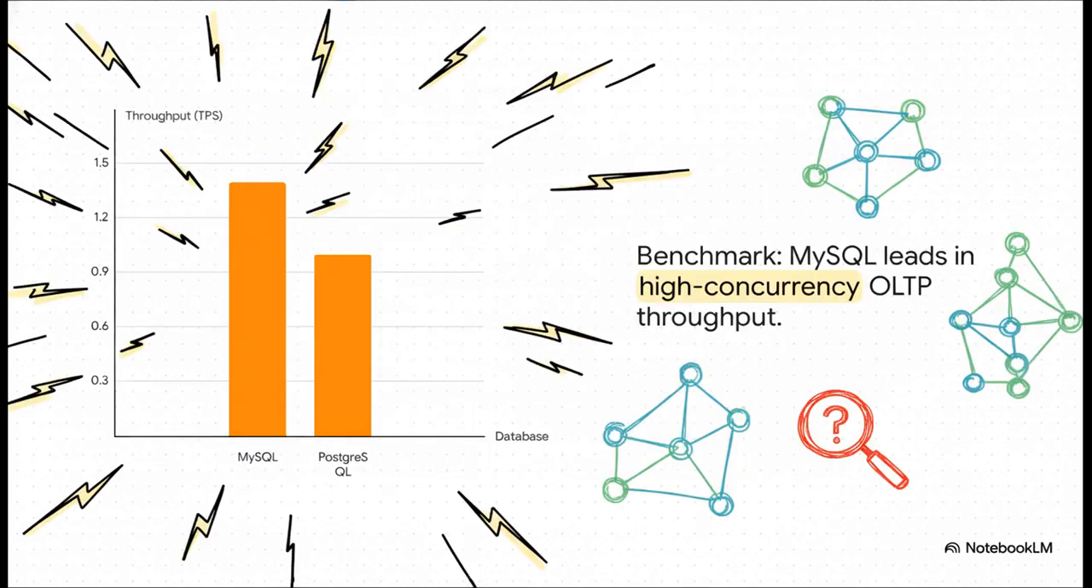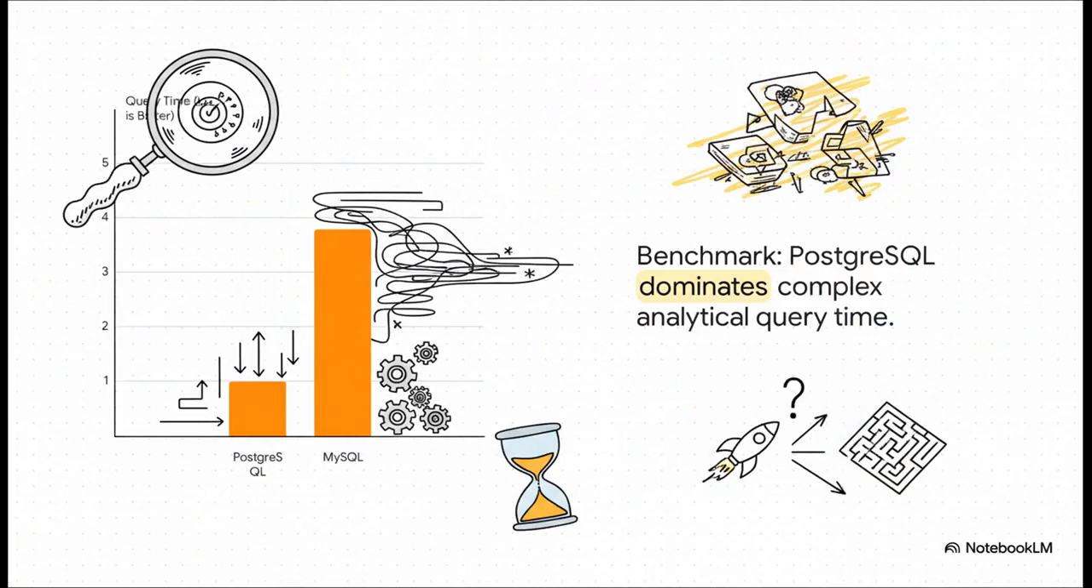Let's make this real. Check this out. In a benchmark that tests simple, high-frequency transactions, a classic OLTP job, MySQL just blows the doors off, handling a much higher throughput. It's an engine that's literally built for that kind of velocity. But watch what happens when we flip the script and change the workload. Now we're looking at complex analytical queries, an OLAP workload, and boom, the tables are completely turned.